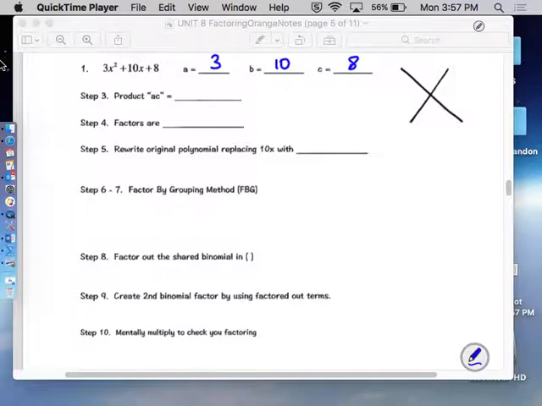So the first thing I want to do is take the product of A and C. And if you remember from the big X above, the product of A and C is going to be 3 times 8, which is 24. I'll put the 24 in the top of the X, and then the bottom of the X, I'm going to put the B, the coefficient on the linear term. And now I am looking for factors of 24 that sum to 10, meaning that I'm looking for two numbers that multiply to give me 24, and when I add the numbers together, I get 10. So that's going to lead me to 6 and 4. So 6 and 4 are the factors that I'm looking for.